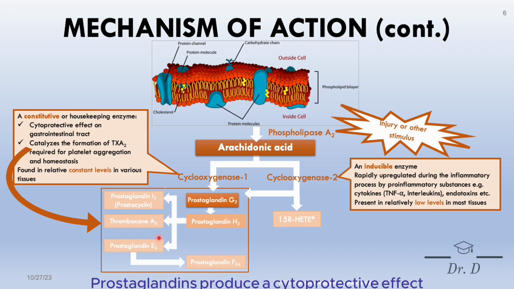Prostaglandins produce a cytoprotective effect on the GI mucosa. Prostaglandin I2 inhibits gastric acid secretion, while prostaglandin E2 and F2 alpha stimulate the synthesis of protective mucus in both the stomach and small intestine. Prostaglandin E2 and F2 alpha furthermore stimulate uterine contractions and increase gastrointestinal motility.